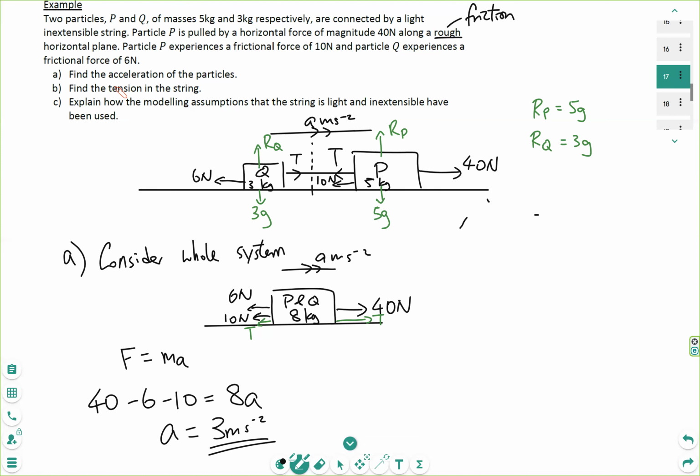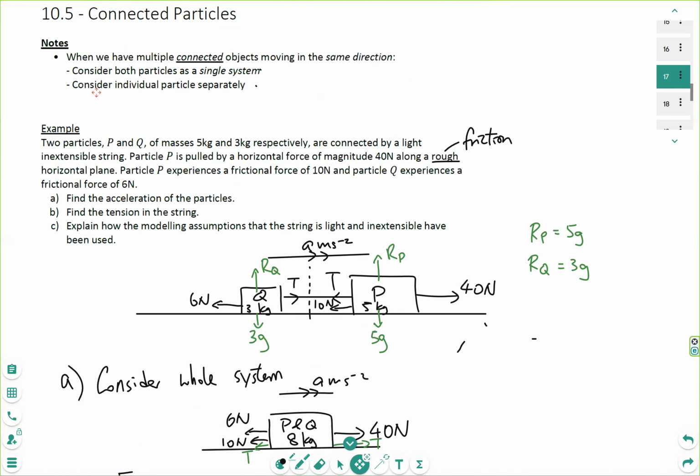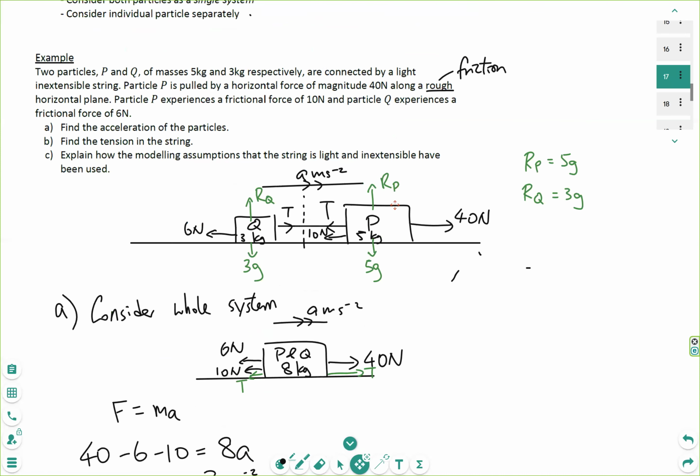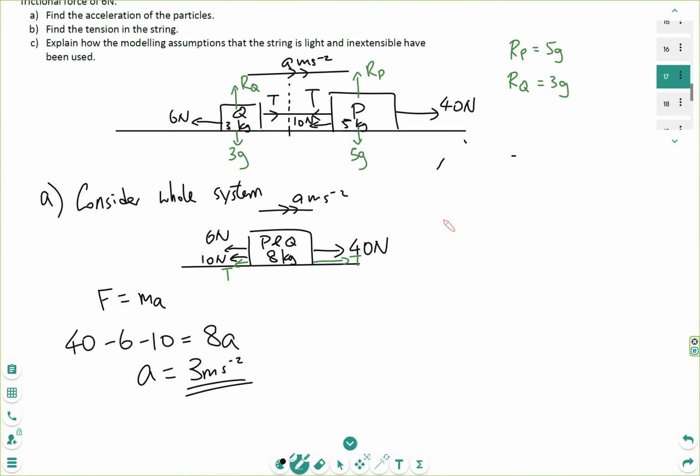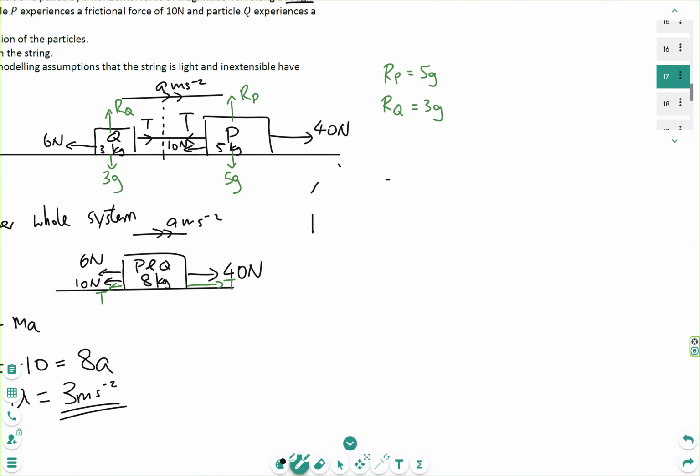Part B, find the tension in the string. Now, to find the tension in the string, once we've considered the particles as a single system, what do we do next? We consider them separately. So, part B. We either consider P or Q. I'm going to show you both, but you just have to do one. Okay, we'll consider P. So for P, what are the forces on P?